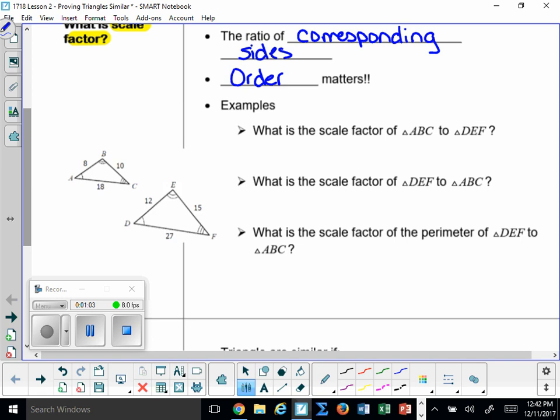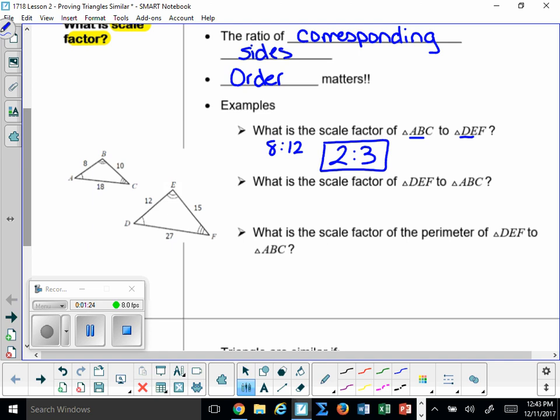What is the scale factor from triangle ABC to triangle DEF? So just like with congruent triangles, the order matters here. If I look at AB, that length is 8, and DE, that length is 12, so 8 to 12. I do need to simplify that. My scale factor would be 2 to 3.